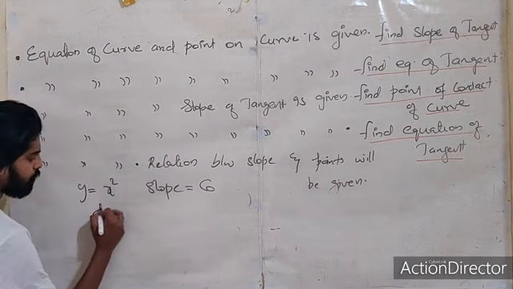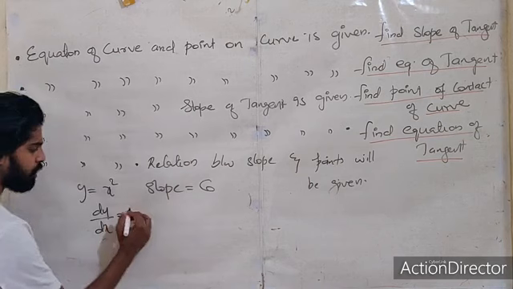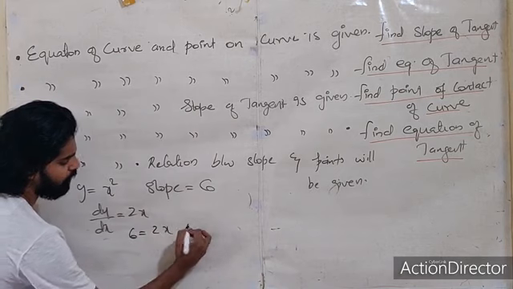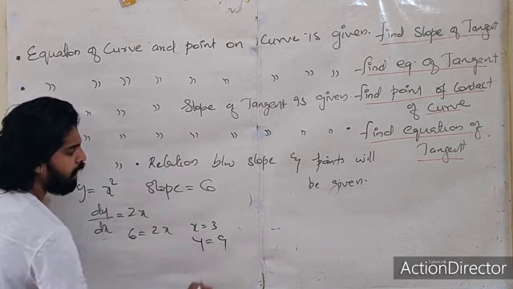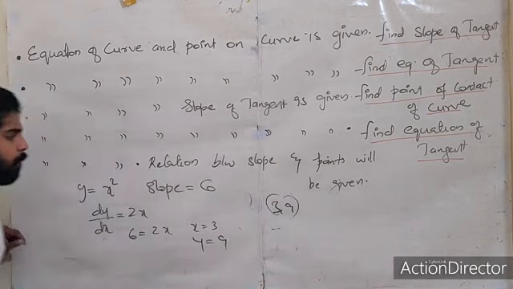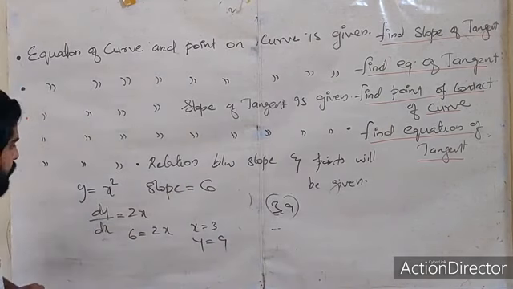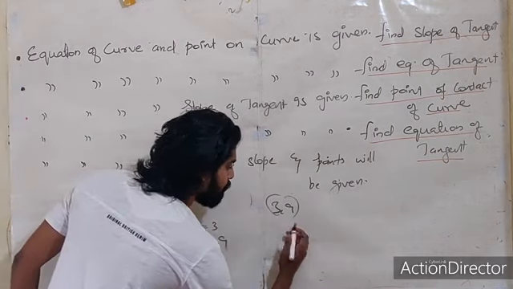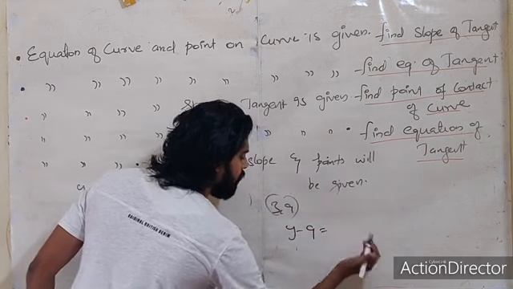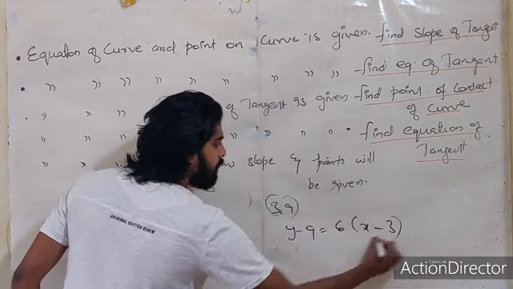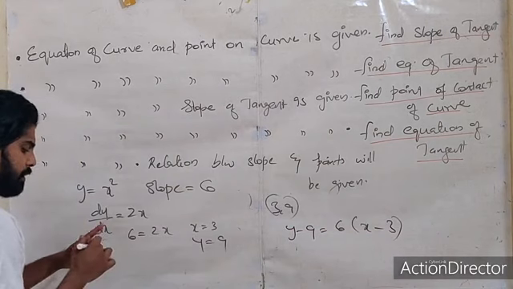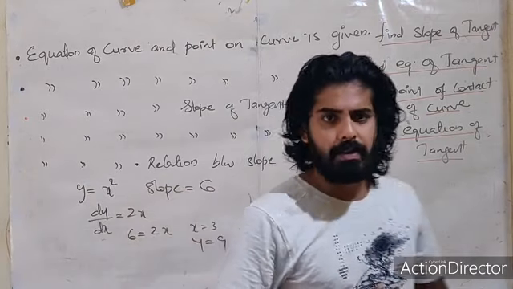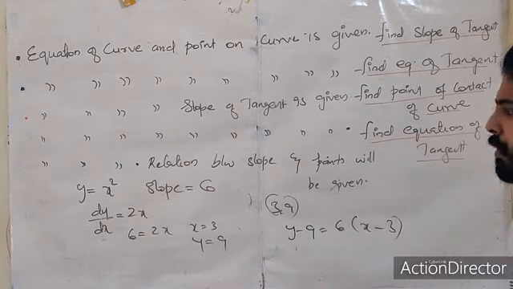So in order to find the point, we just need to differentiate. dy by dx equal to 2x, substitute the slope at the place of dy by dx. 6 is equal to 2x, so x equal to 3, then y will be equal to 9. So (3, 9) is the point. Then what you have to do next is, using point slope form, just find the equation. So y minus 9 is equal to slope 6 into x minus 3. Then simplify and you'll get the same equation of line, because I am taking the same example again and again to make it simpler, right? So you get the same equation of line which we found earlier.